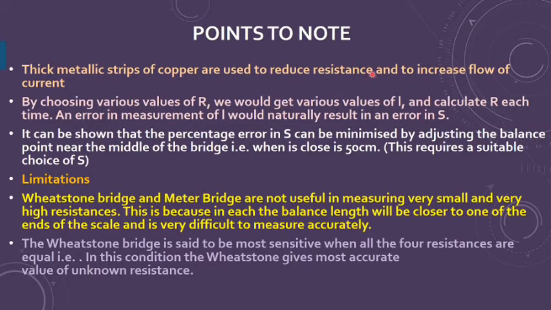What points are there to note? Of course, you should know that we use thick metallic copper strips on the ends simply to reduce the resistance and increase the flow of current. Using different values of R, we will get different values of X, and I will find the mean value of the unknown resistance. This is a very important precaution: your balancing length should be in the middle of the wire, 20 to 80 centimeter, but it is more sensitive when it is at 50 centimeter.